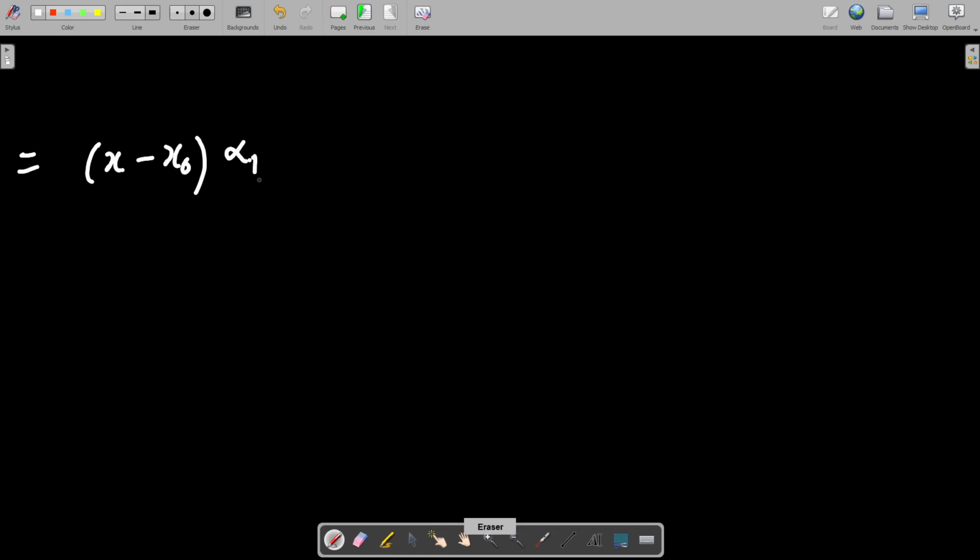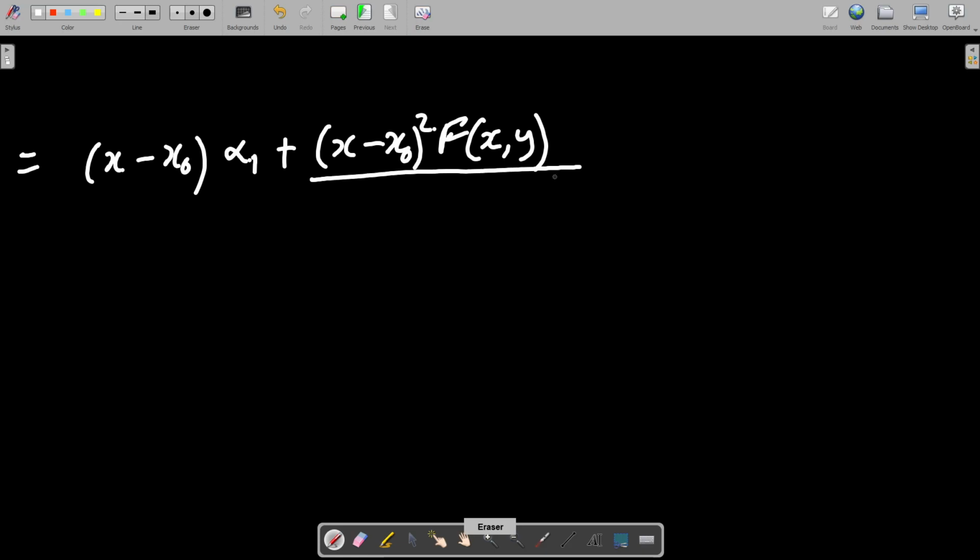Okay, this is alpha 1 plus, there is already an x minus x naught in the expression over there in the numerator, so this will become x minus x naught the whole square of f of xy. I have just substituted the values of f1 of xy, over y minus y naught the whole square.